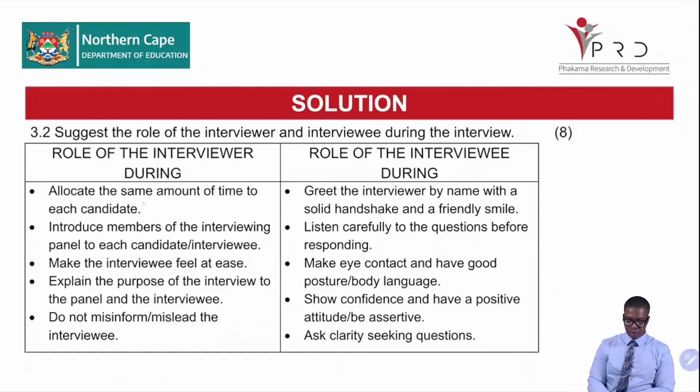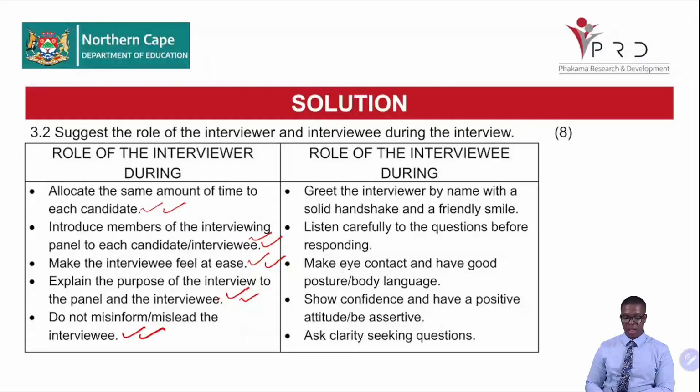The role of the interviewer is to allocate the same amount of time. Number 2 is to introduce the interviewing panel to each candidate or the interviewee. Number 3 is to make the interviewee feel at ease. And then number 4 is to explain the purpose of the interview to the panel and the interviewee. Number 5 is do not mislead or misinform the interviewee. That is the role of the interviewer, who is representing the business, who is trying to select the best candidate.